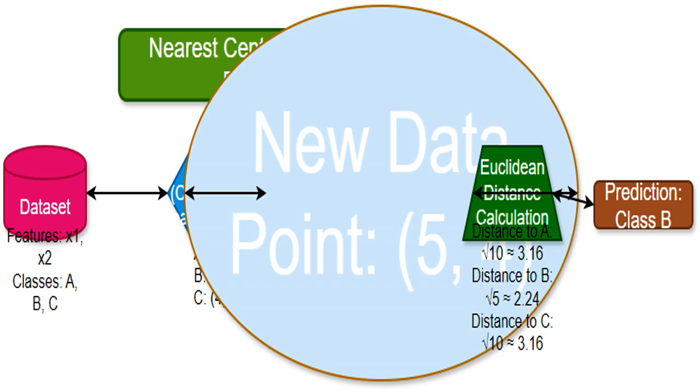The Euclidean distance is calculated to measure the straight line distance between the new data point and each class centroid. The formula is the square root of the sum of the squared differences between the corresponding coordinates. For example, the distance to class A is calculated as sqrt((5-2)^2 + (4-3)^2).